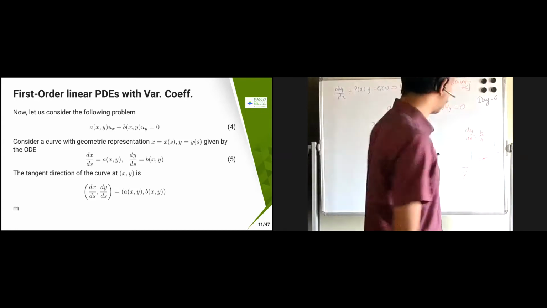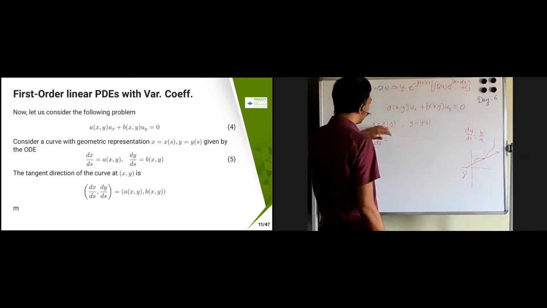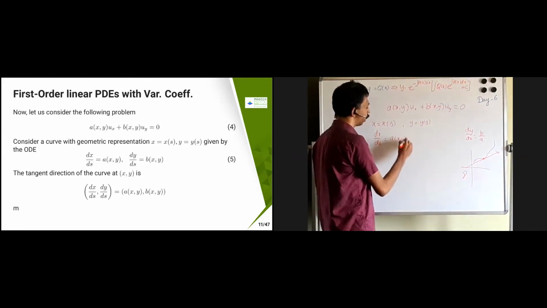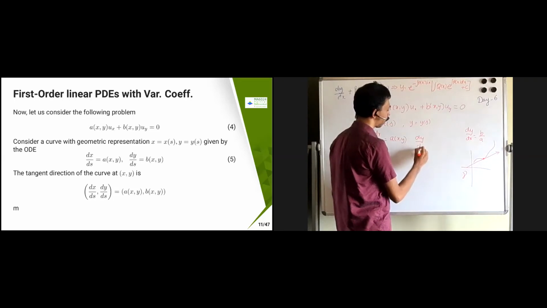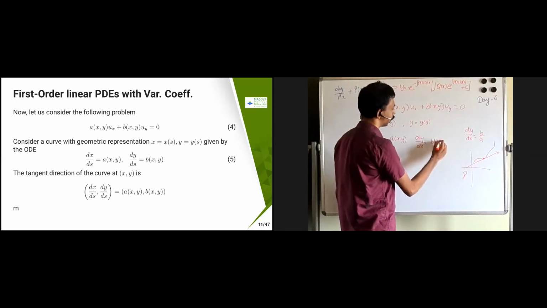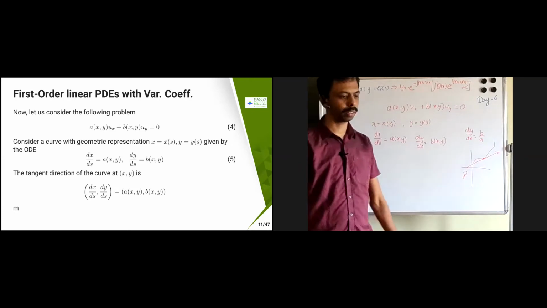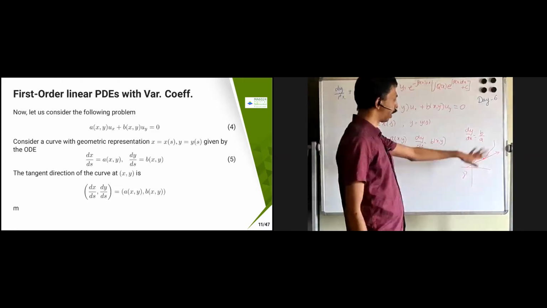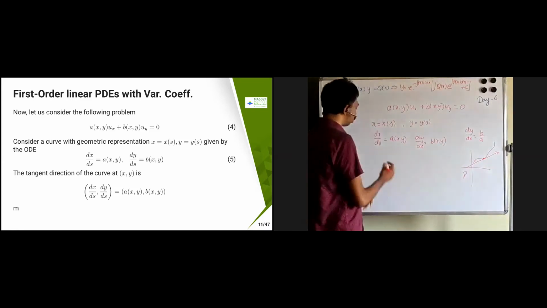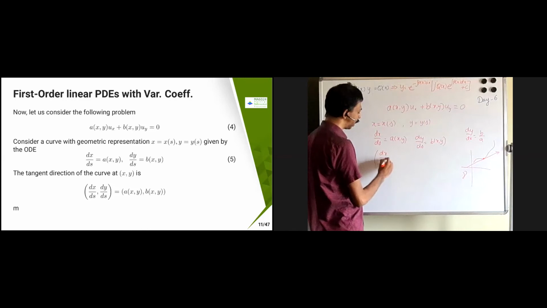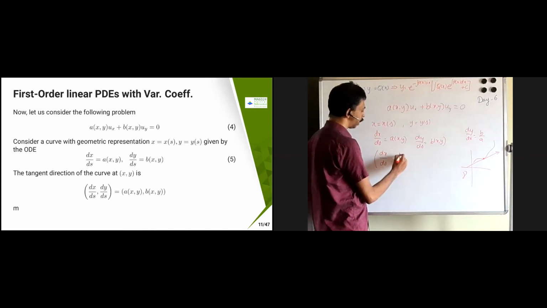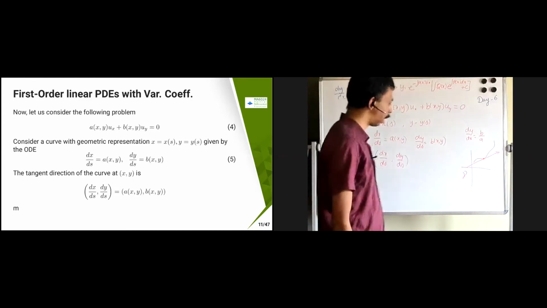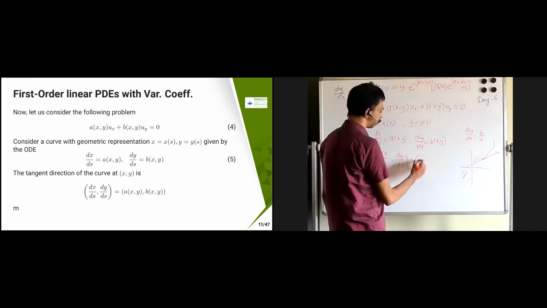So that is nothing but I'm just going to find a curve which is satisfying this condition: dx/ds equal to a(x,y) and dy/ds is equal to b(x,y). Such curves I'm going to find. This is the one which I'm trying to find. Then what is the tangent curve? This is the curve which I'm going to try to find. So what is the tangent for that? dx/ds, comma dy/ds. The tangent direction of the curve at (x,y) is nothing but this one.